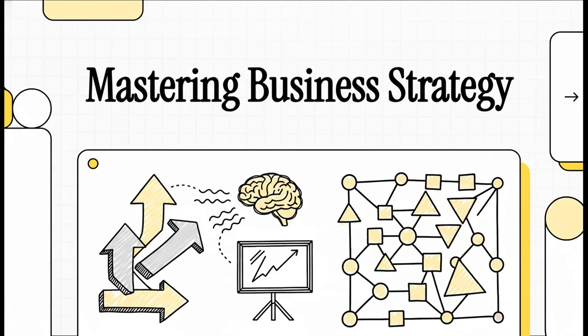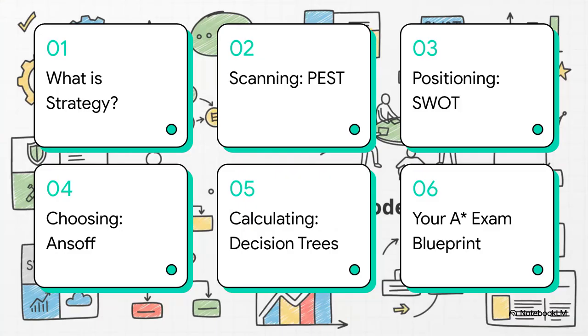All right, welcome everyone. Today we are going to absolutely nail your paper 4 strategy questions. How? By building a complete analysis from scratch, right here on this whiteboard. We're not just going to memorize theories, we're going to connect them into a powerful, high-scoring story. Ready? So, here's our game plan.